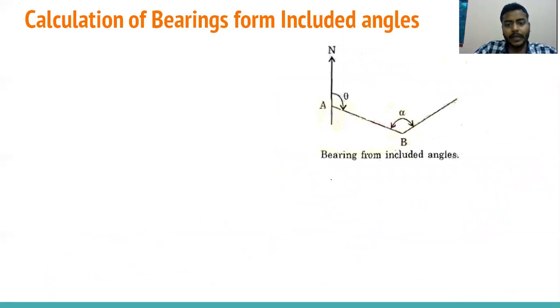Calculation of bearing from included angle. Now, in this case, when included angles are given, how can we calculate? But I think the time is 57 minutes. So from this topic, I will discuss all this calculation of bearing or included angle, means how we can calculate the included angle if the bearings are given, whether it's forward bearing or back bearing. So how can we calculate the included angle? That I will discuss in the next, third part of this lecture.